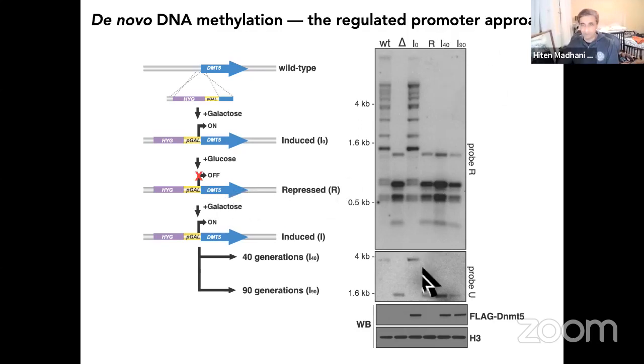So that's R for repressed. And then we turn it back on again now for 40 or 90 generations, so even more generations. And what you can see is that once again, DNA methylation doesn't come back, either at the unique probe or with the repetitive probe. So once you've lost DNA methylation, it doesn't seem to come back in this organism, even when you reintroduce the enzyme.